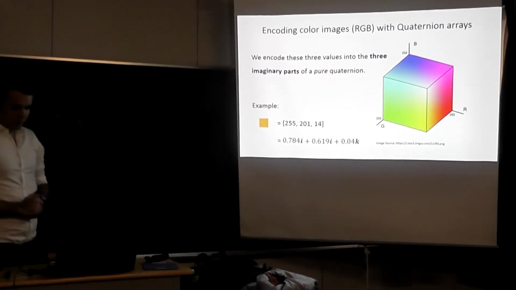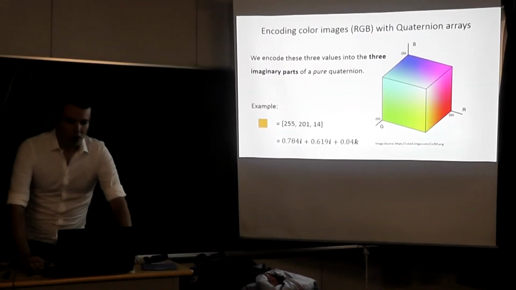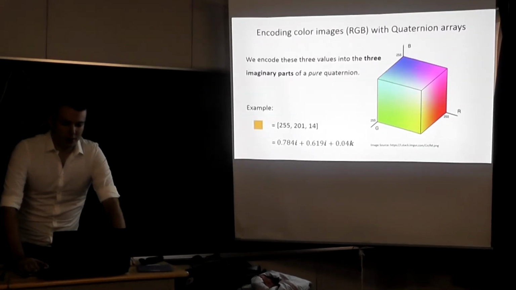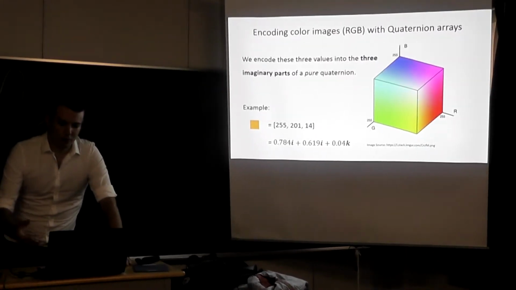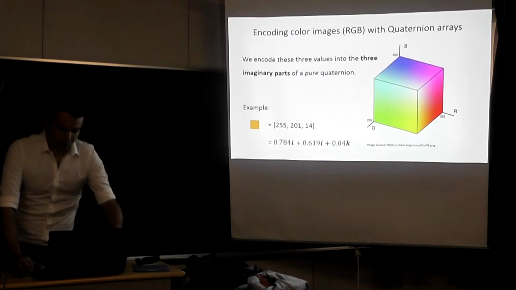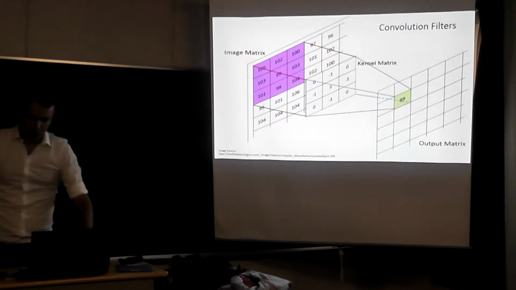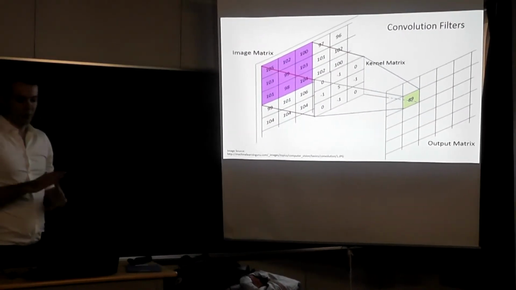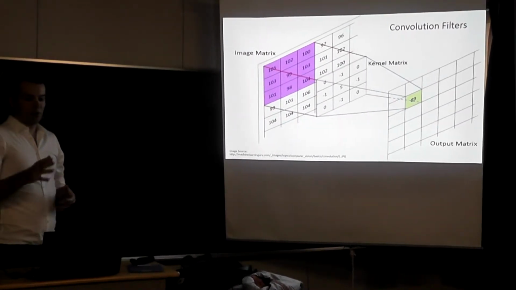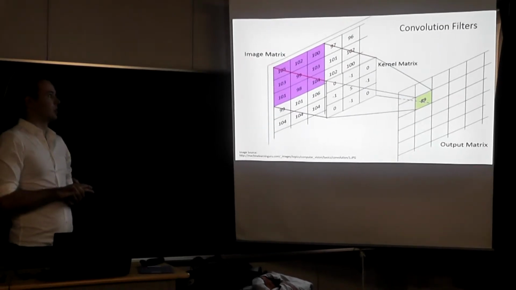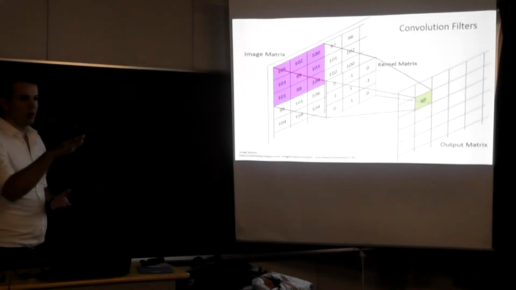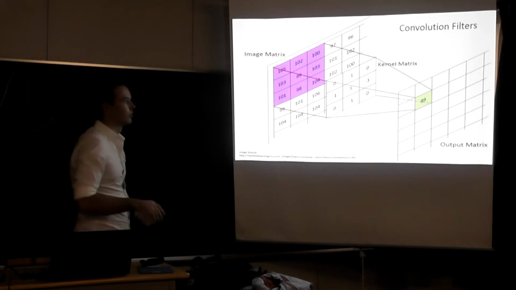Well, okay. So why choose the quaternions for color image processing? Let's see what we can do with it. First of all, we need to introduce convolution filters. This is something you might have heard of if you work with image processing.